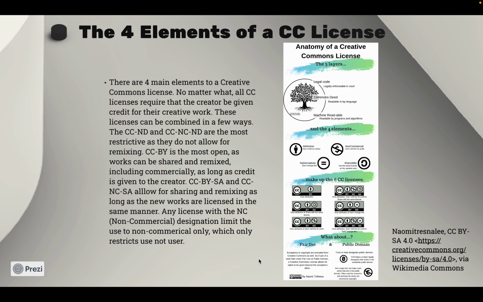CC BY SA, so share alike, and CC-NC SA, non-commercial share alike, allow for sharing and remixing as long as the new works are licensed in the same manner. Any license with an NC designation limits the use to non-commercial only, which restricts use, not user.